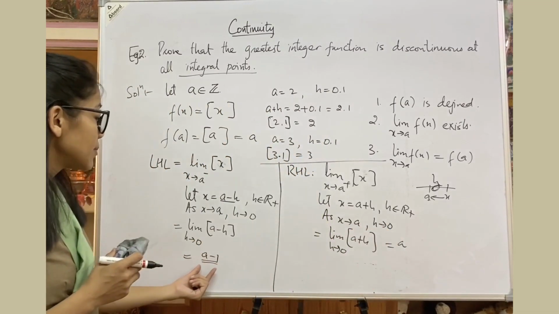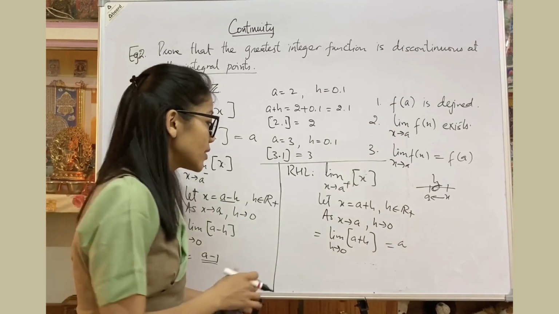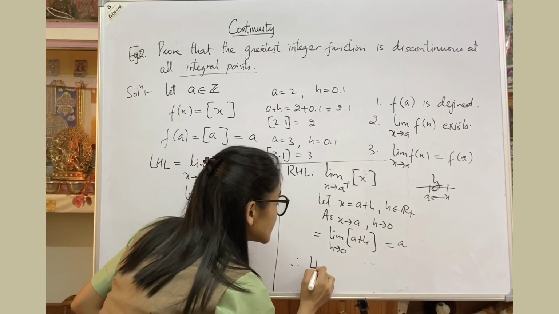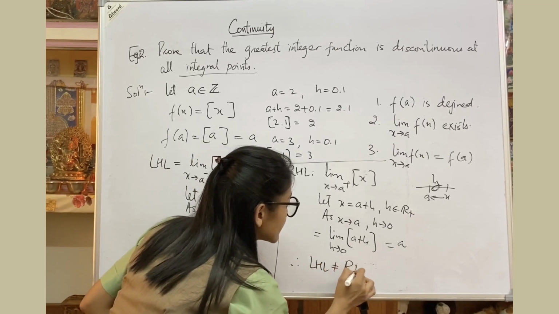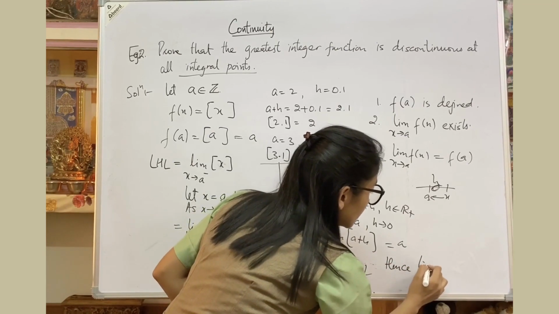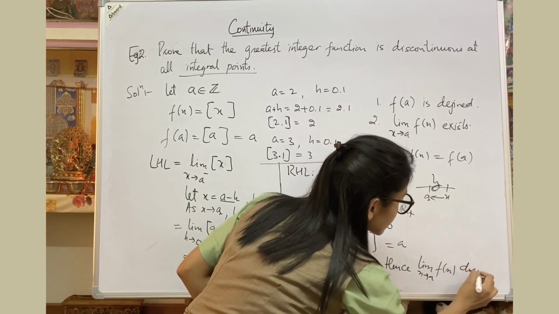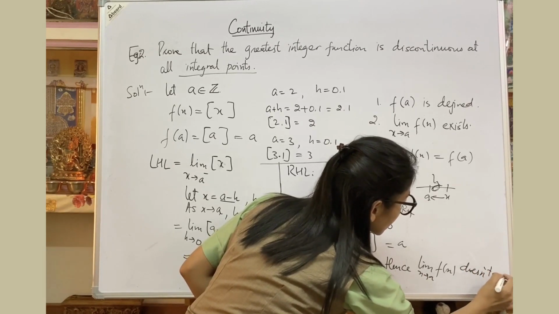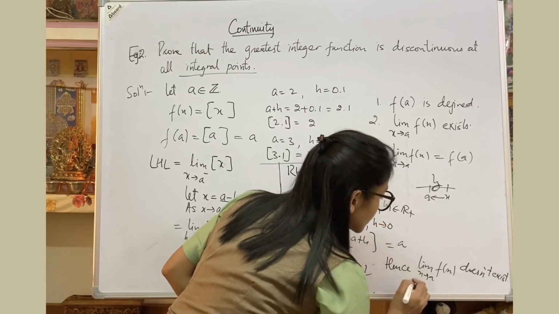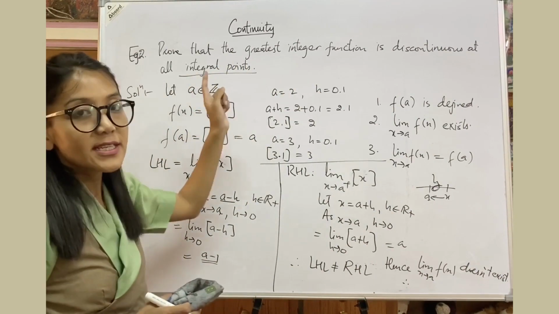Now here the left hand limit we got is a minus 1 and the right hand limit we got is a. Therefore the left hand limit is not equal to the right hand limit. Hence the limit of f(x) as x tends to a does not exist. Therefore the function is discontinuous at all integral points.